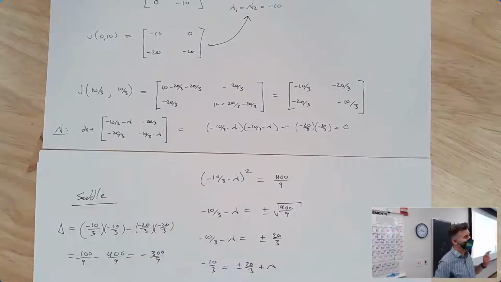I don't care. It's negative, which means you have a saddle. So especially if you luck out and get a determinant that's negative, it's always worth at least asking yourself, could that determinant be negative? If it is, I could be done. That's what I would say about that.